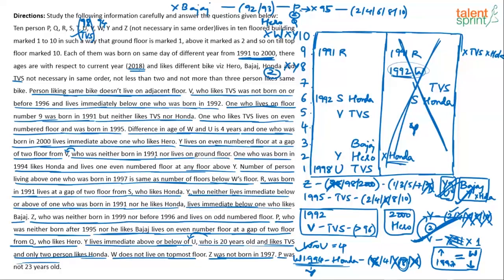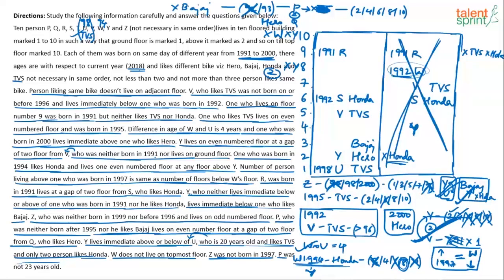What about P? We know that P comes on an even number floor, right? According to what we already know, P is either 92 or 93. So let's forget about 95, right? P is 92 or 93 born. And P cannot be 92 born, by the way, because 92 is already S. Yes or no? According to case 1 that we have got so far, 92 belongs to S. So P has to be 93. P is a 93 born person, that is confirmed.